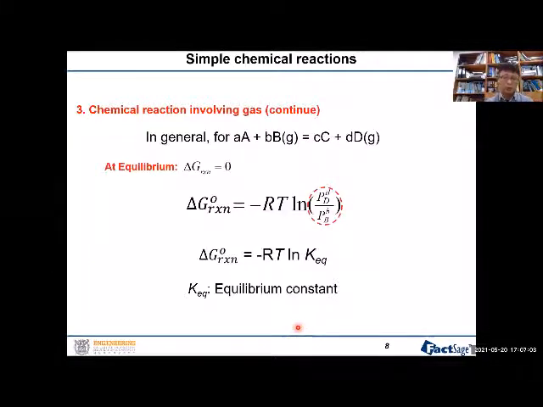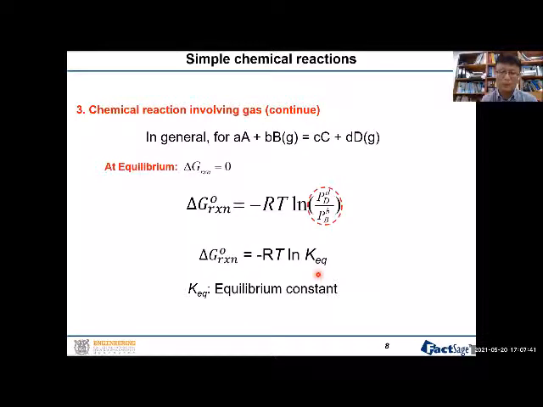And now if you go to a more complex system involving more than 2 gas species, like A plus B gas becomes C plus D gas, then at equilibrium condition, you can also get this kind of relationship. Here, this term, we call it the equilibrium constant, which allows the reactants and the products to exist together. And a lot of students remember only this equation, delta G of reaction equals minus RT ln K equilibrium, okay? And this is the first problem we learn in thermodynamics.